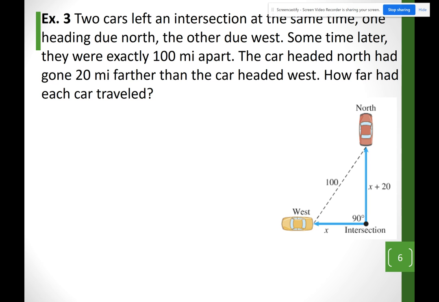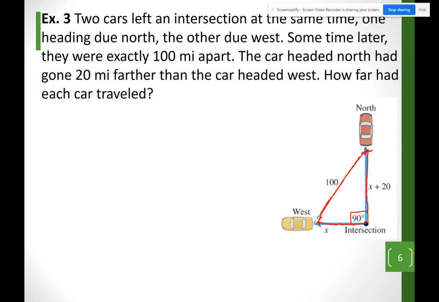Now here, two cars left an intersection at the same time. One headed due north, and the other one going due west. North and west create a 90-degree corner. For my 90-degree corner, I can put a 90 degrees, or sometimes I put a box. Sometime later, they were exactly 100 miles apart. So you see my distance is 100 miles between them.